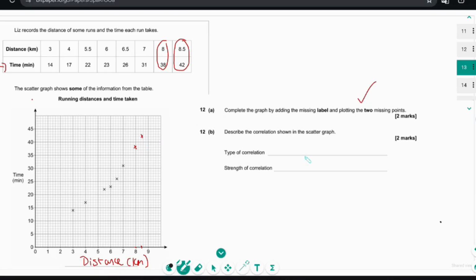Describe the correlation shown in the graph. Positive, because as the x values are increasing, so with the y's, as the distance increases, so does the time. Strength of correlation, yeah, I'd say it was fairly strong, because if you drew a line of best fit in, all the points would be fairly close to the line.